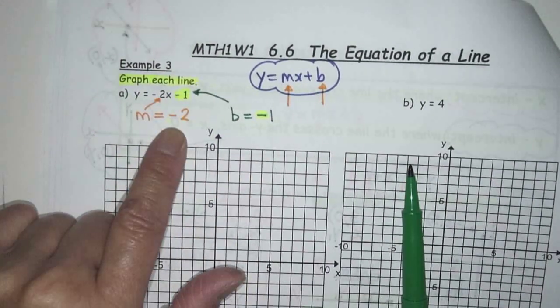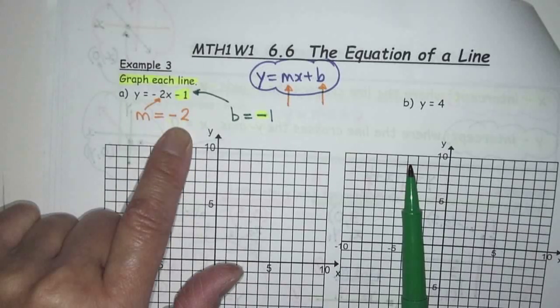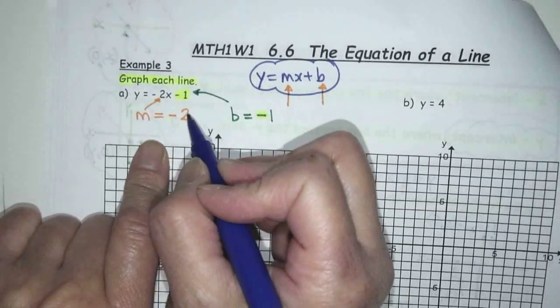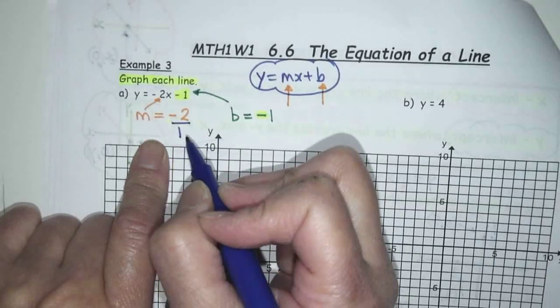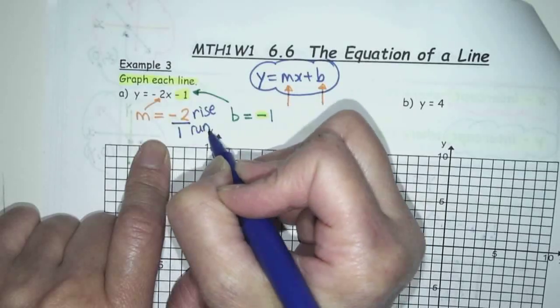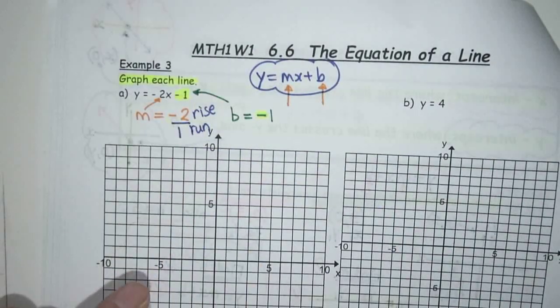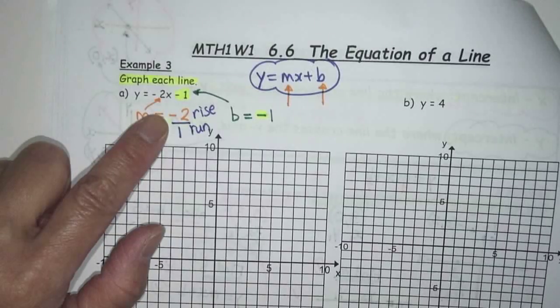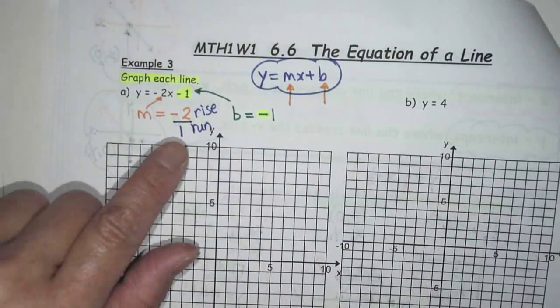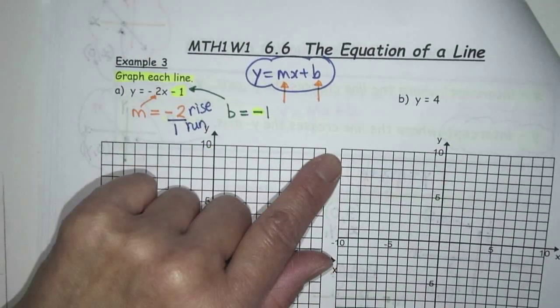M is -2, and we looked at this before in chapter 5. Whenever you're given the m and you want to graph it, I need to know the rise and the run. So when I get a whole number, I put it over 1, and I say that this is my rise and this is my run. Again, this goes back to chapter 5. Rise is -2. If my rise is negative, that means I'm heading down. My run is positive, which is to the right.